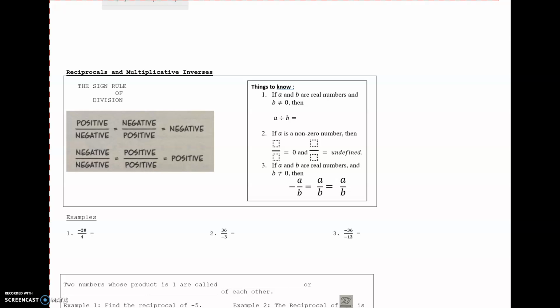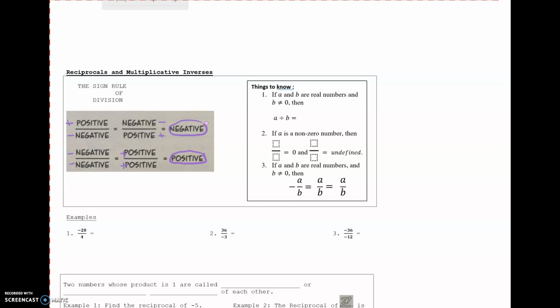The sign rules for division are similar to the sign rules for multiplication. If I have two of the same signs, so negative and negative, or positive and positive, that are being divided by each other, you're going to end up with a positive. However, if they are different signs, so positive divided by a negative or a negative divided by a positive, you're going to end up with a negative answer.